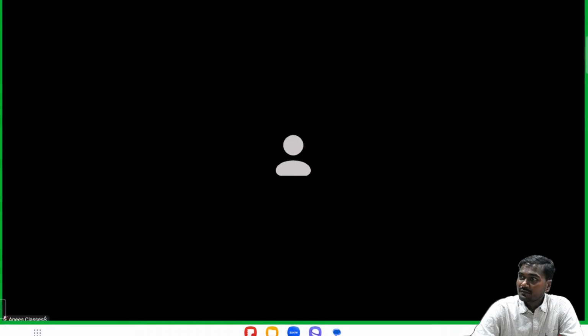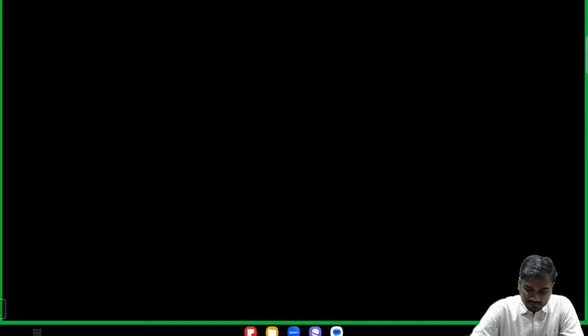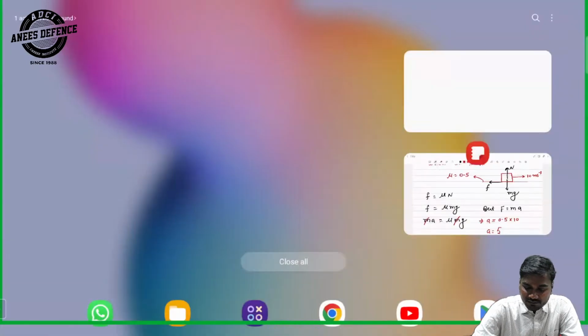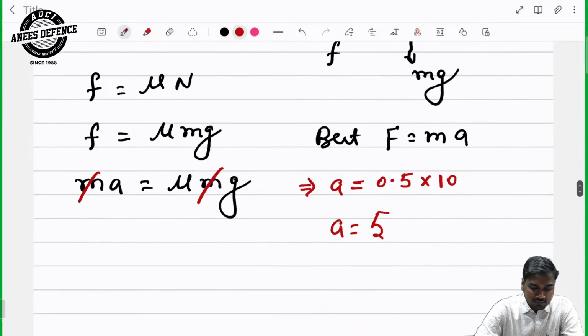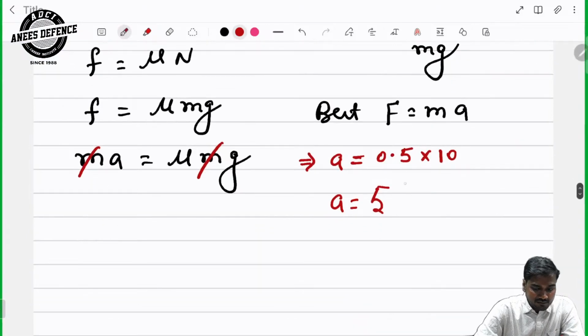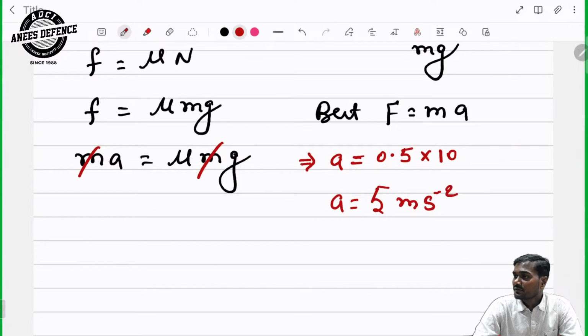अभी सर बताए नहीं, मैं देखा। अच्छा, कोई बात नहीं। Next, right. So acceleration is equal to what? 5 meter per second square. Just consider that.